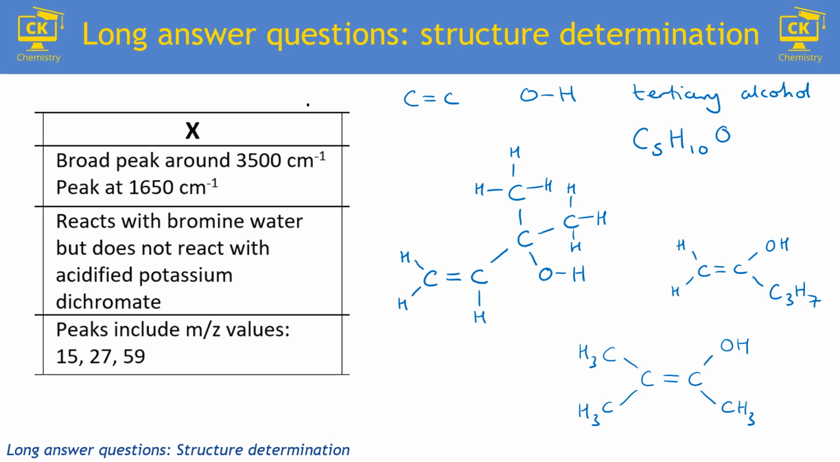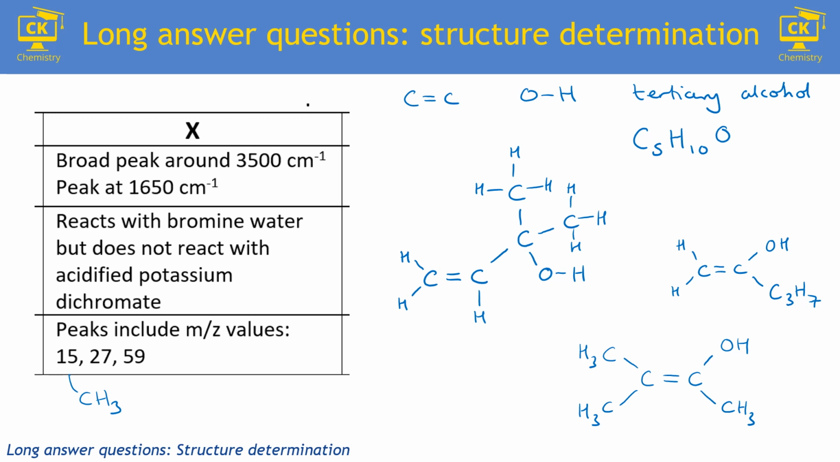Let's have a look at the different m/z values that we could have, and then let's see if we can match them up to this molecule. So we have 15. 15 is always CH3. It's not very helpful. Most molecules will have a CH3 group, and in fact all of these options do.